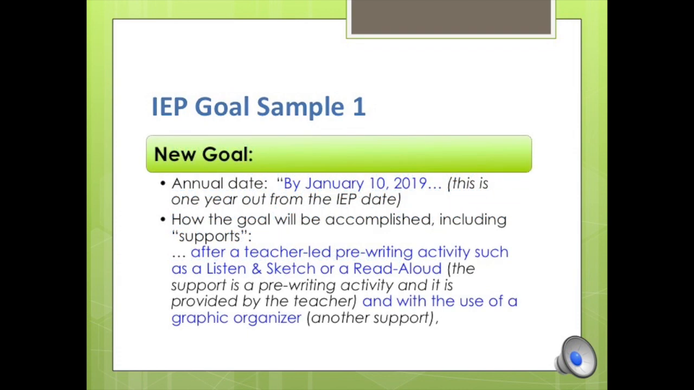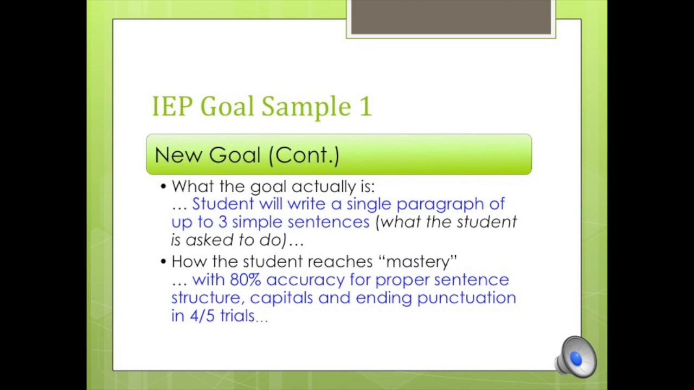And here's our new goal. First, the annual date: by January 10th, 2019. Second, how the goal will be accomplished, including supports. After a teacher-led pre-writing activity such as a listen and sketch or a read aloud. Those are the supports. And with the use of a graphic organizer. Another support. Now what the goal actually is. The student will write a single paragraph of up to 3 simple sentences. This is exactly what we want the student to be able to do.